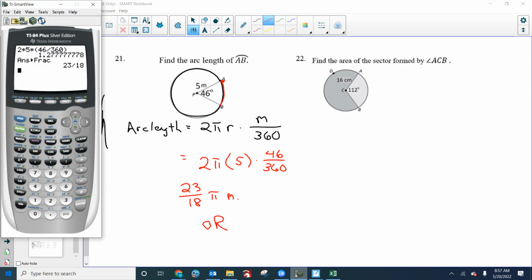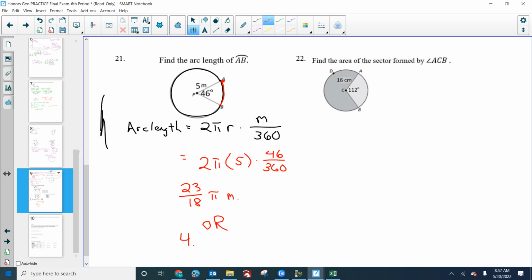Now if we multiply that by pi, we're going to get the actual length in meters, which is 4.01 meters. So to put this in context, if this radius is 5 meters, does it seem reasonable that the length around that part of the arc is like 4.01? Seems reasonable, doesn't it?